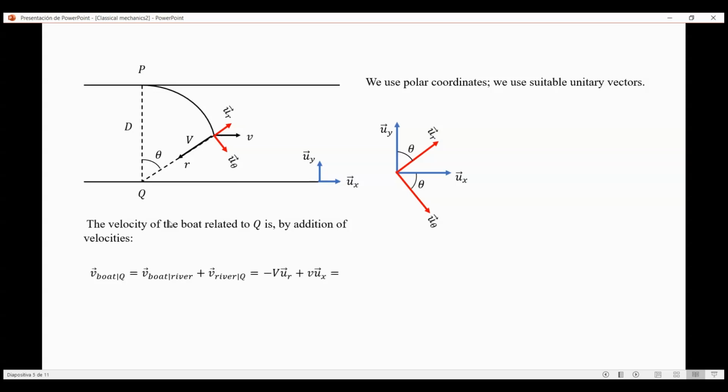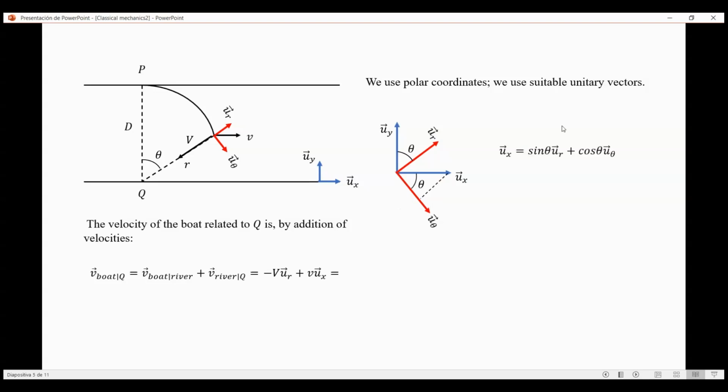And the velocity of the boat related to the river is minus capital V u sub r in the radial direction, but directed inwards, towards q, plus the velocity of the current of the river, which is horizontal. This is small v, horizontal in the direction of increasing x. But the velocity of the boat related to the river is in polar vectors, and this u sub x is a Cartesian vector. So what we have to do now is relate u sub x to polar vectors. But this is easy. From this graph here, we can just decompose u sub x in the radial vector and the azimuthal.